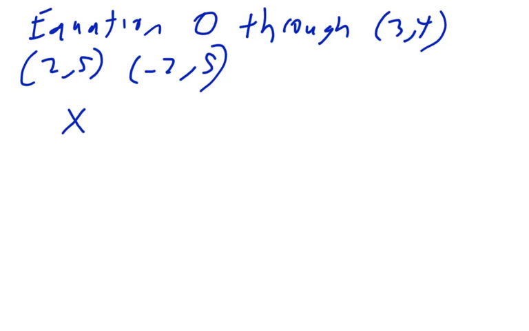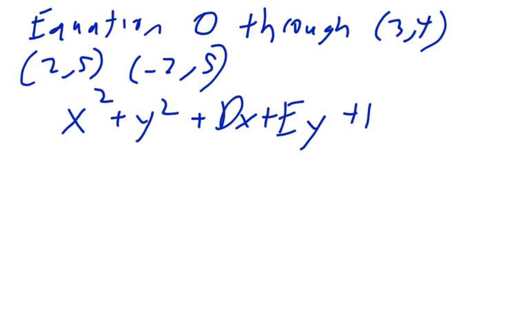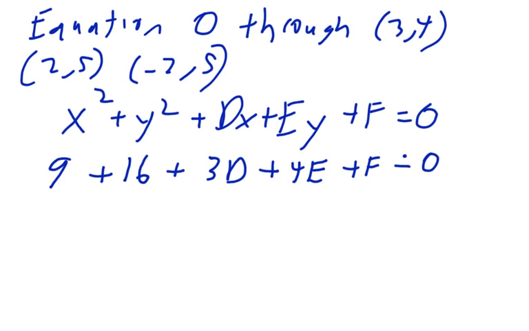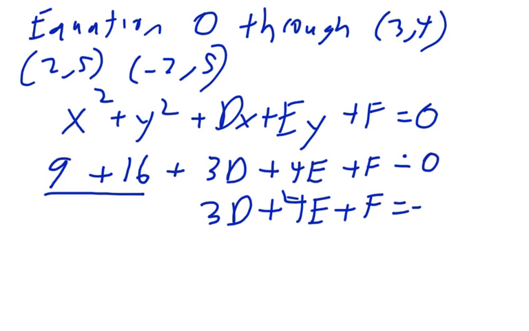So the other way to write the formula, the one without the factored down version, is this one. So I'm going to plug in my 3. So 3 squared is 9. I'm going to plug in my 4. 4 squared is 16 plus 3d plus 4e plus f equals 0. And so when I add these together and move them to the other side, that's going to be 25. So when I move it to the other side, it's going to become negative 25.